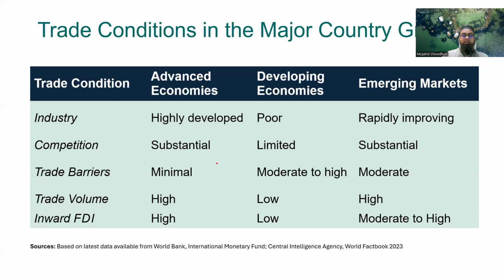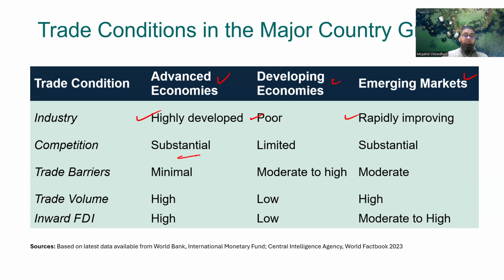So let's have a look at the trade condition in the major country groups. We'll be looking at these three dimensions: advanced, developing, and emerging. So let's see the industry condition. In advanced economies, it is highly developed, but in developing countries, it's poor, and in emerging countries, it is rapidly improving. That means the industry is in exponential improving growth.